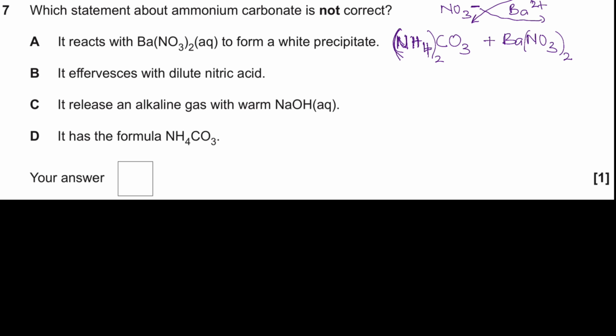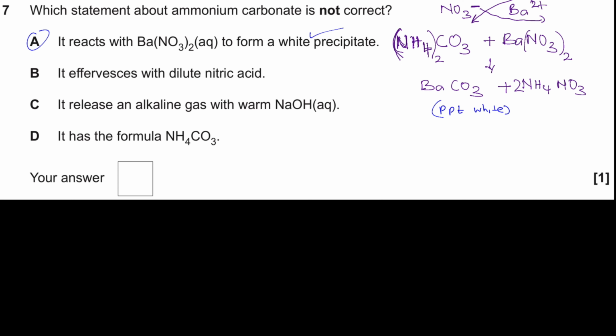Okay, these two reacting will form barium carbonate plus ammonium nitrate. 2 there because we got 2 ammonium and 2 nitrates. See, 2 nitrates and 2 ammoniums. We have 2 here. 2 ammonium and 2 nitrates. 1 barium, 1 carbonate. So that's balanced. This is white precipitate. B, it effervesces with dilute nitric acid. It gives gas with dilute nitric acid.